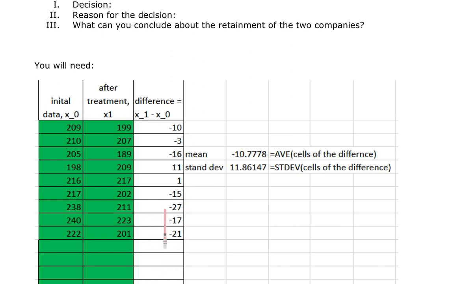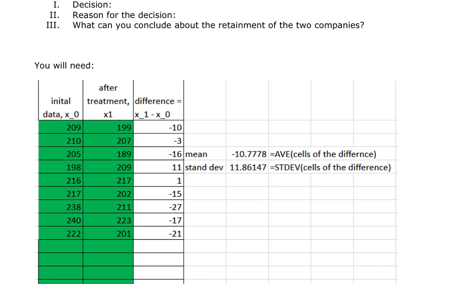Now pay attention in the homework to which comes first, the initial or the after treatment, or however you want to set this up. The important thing is that you are taking the after treatment and subtracting off the initial. So just pay attention to what is given to you. The order in which you put it in doesn't matter necessarily. It's this that matters. Then I still need to do the mean, so I will do an equal, and the AVERAGE, and then grab the cells that have the differences. My standard deviation is STDEV.S, and I'm going to grab all these as well. And so I'm going to grab my standard deviation.